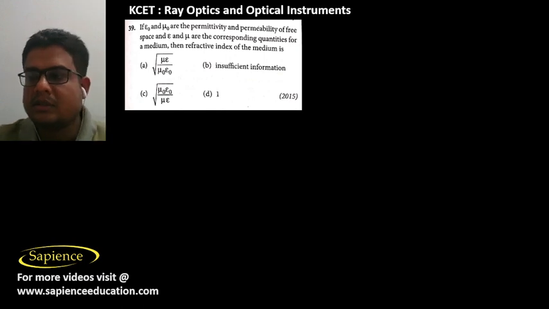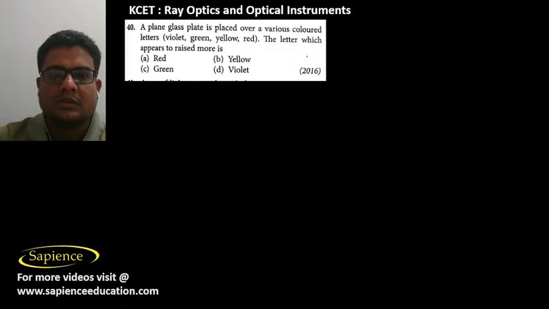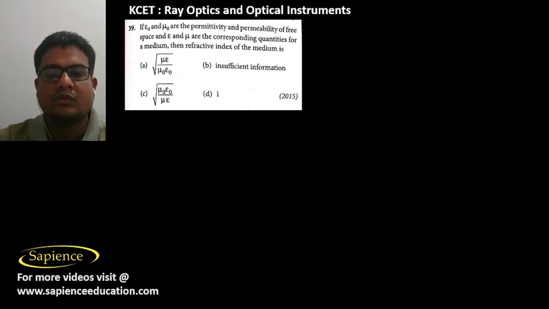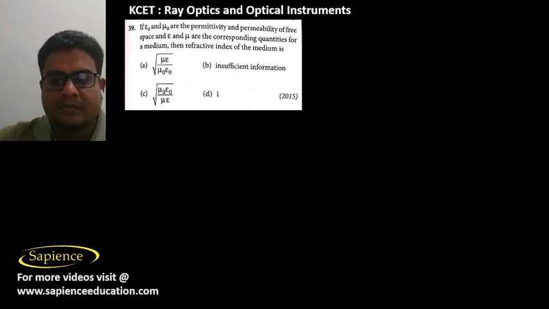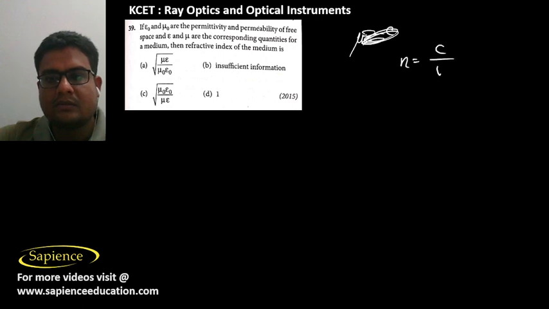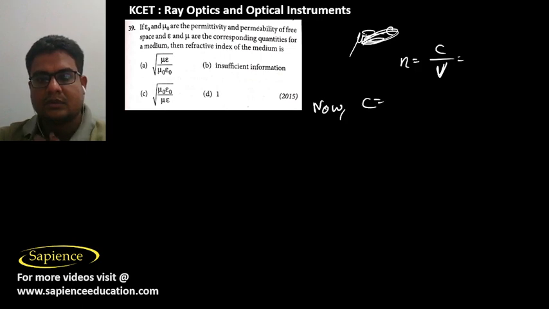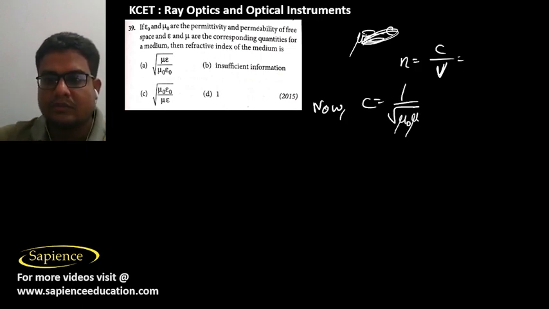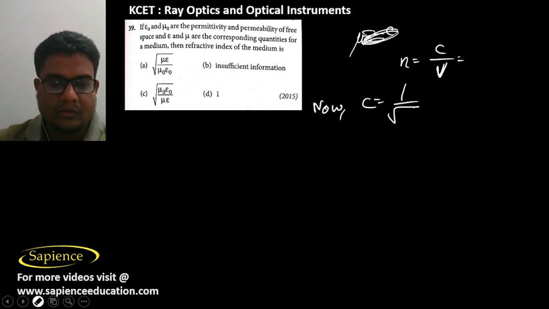Then in question number 39, it's told that if epsilon naught and mu naught are the permittivity and permeability of free space, and epsilon and mu are the corresponding quantities for a medium, then the refractive index of the medium is. So we know that refractive index n of the medium is equal to c by v. Now c is equal to 1 by square root of mu naught into epsilon naught.